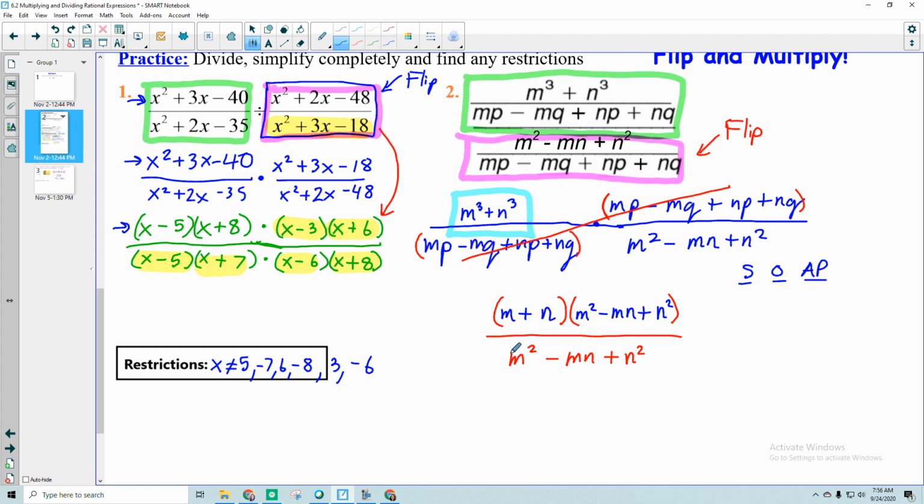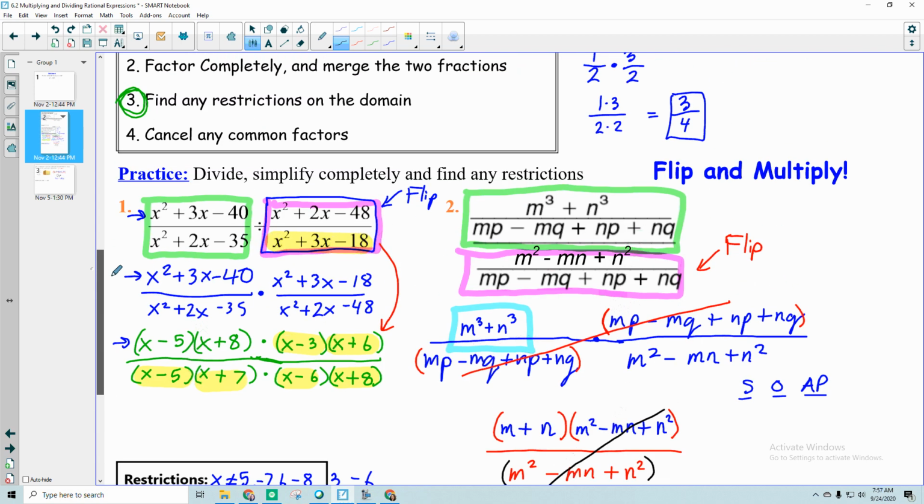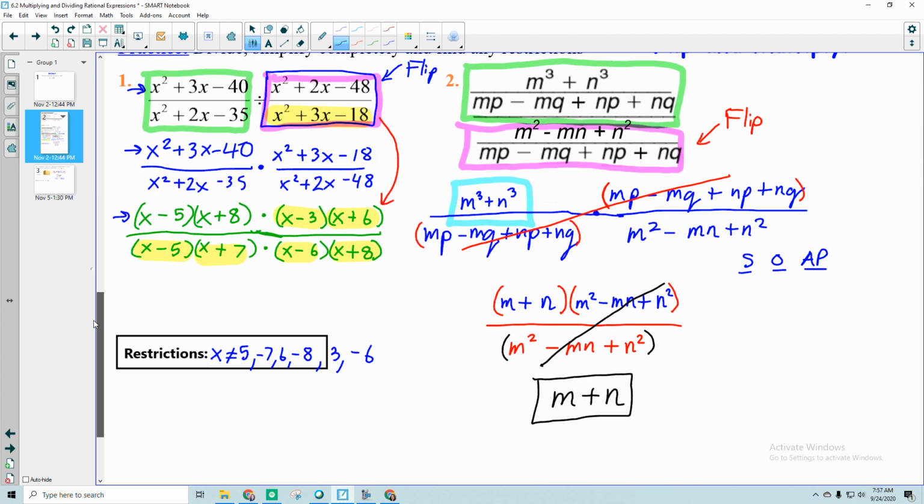So now that we're here, there's another set of parentheses around this that are implied. So these two factors are exactly the same. I can cross both of those out. And then all I'm left with at the end is m plus n. And that would be what this giant, disgusting looking problem simplifies to, is m plus n.